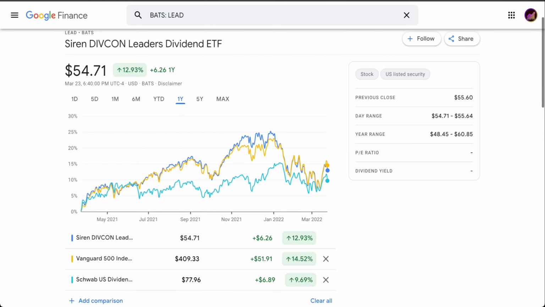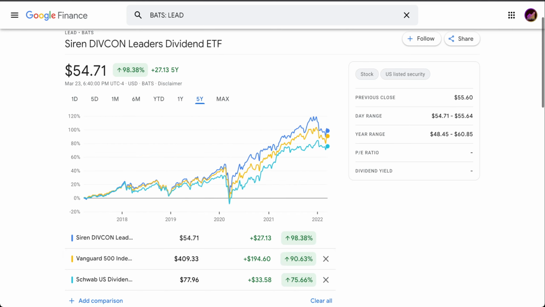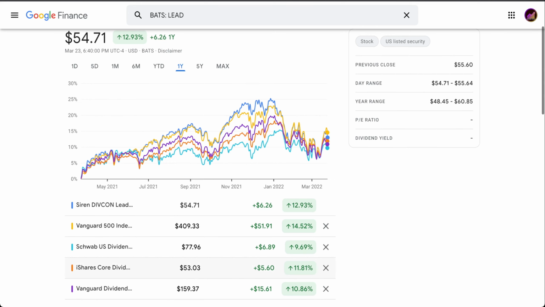When we compare the performance of LEAD ETF against an S&P 500 index fund like VOO or against SCHD, the most popular dividend ETF around, we can see that in the last 1 year it has outperformed SCHD and has slightly underperformed VOO. And in the last 5 years, we can see it outperforming both VOO and SCHD. And even if we add the famous dividend ETF like VIG into the mix, it has lesser performance on a 1 year and a 5 year basis.